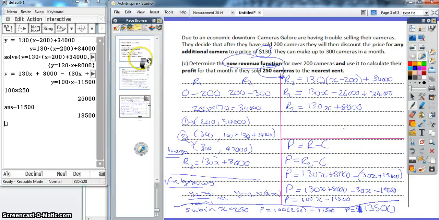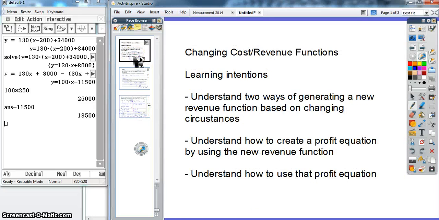So hopefully what you've got there is two ways of generating a new revenue function based on changing circumstances. Understand how to create the profit equation by using that. So in that case it was profit equals revenue 2 minus cost, because that's where it fell in, and how to use that profit equation. Remember, if you can tell people what you're doing, it makes it so much easier to read. Okay, that's it.